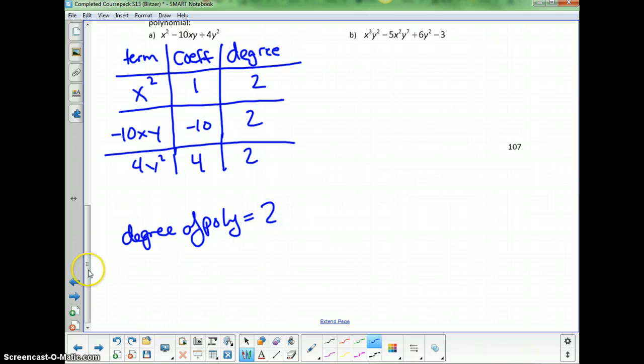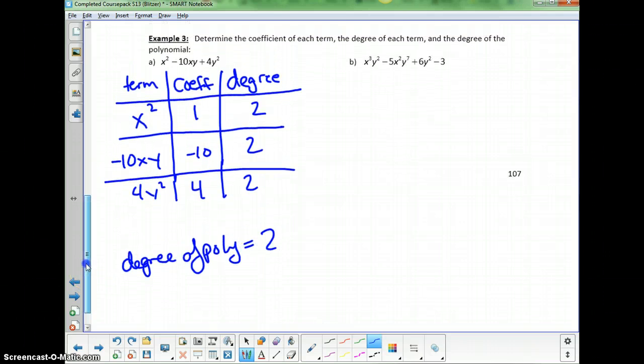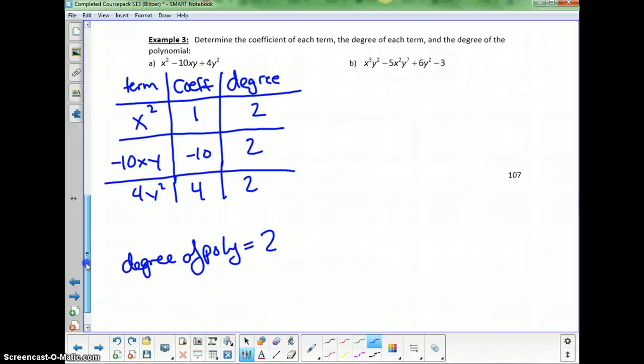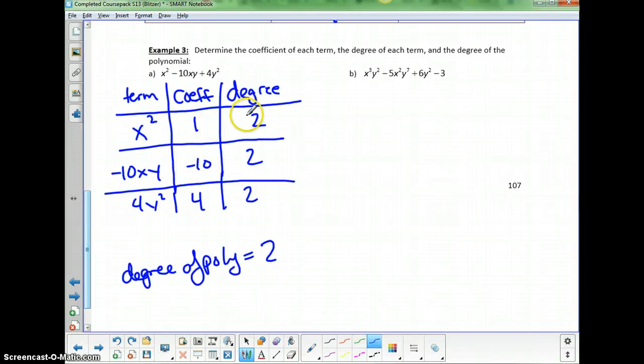Now you can see that writing things in descending order isn't going to make sense in a multivariable case because I can't write them in order of highest degree to lowest degree, since all of these terms have degree 2. How do I know which one to go first? Generally we'll write them in alphabetical order if that's the case. But again, there's not a general form or descending form I can use for a multivariable polynomial.